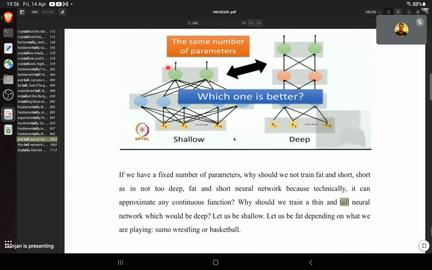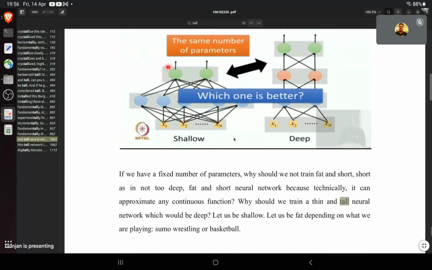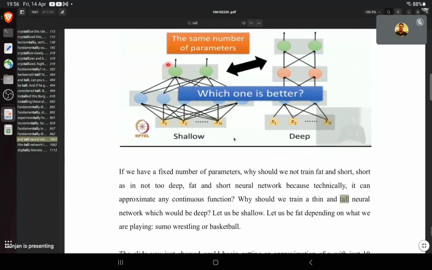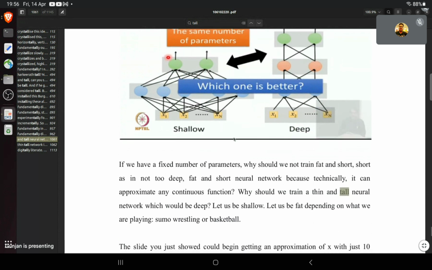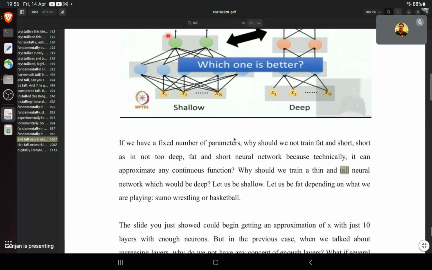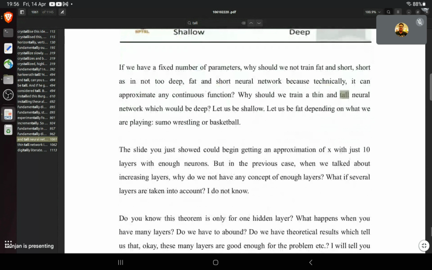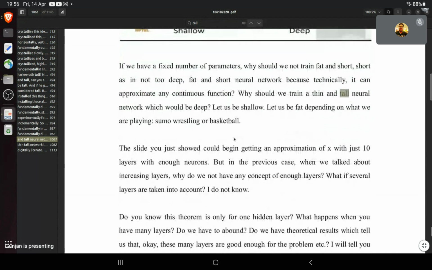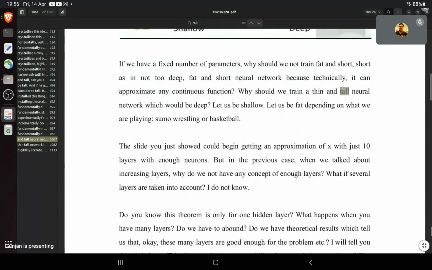Why should we train a thin and tall neural network, which would be deep? Let us be shallow. Let us be fat, depending on what we are playing, sumo wrestling or basketball. The slide you just showed could begin an approximation with just 10 layers.